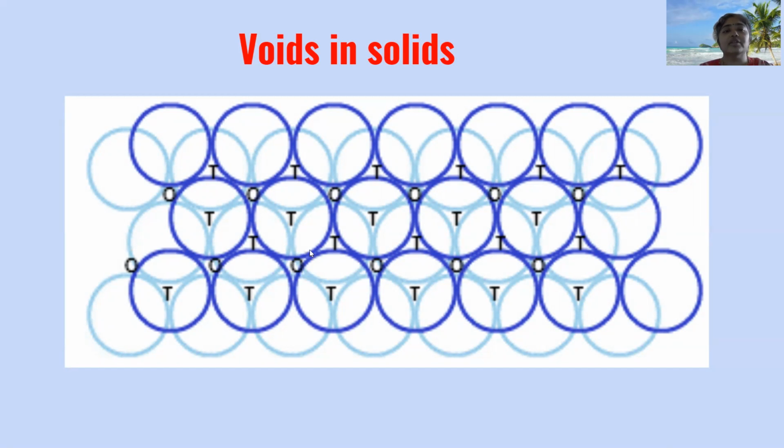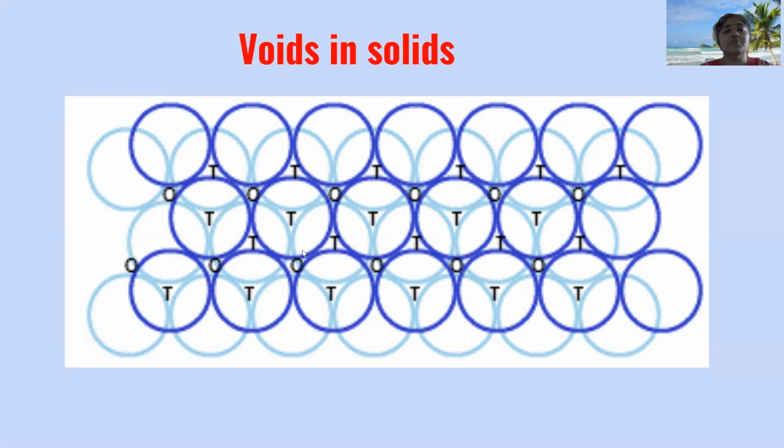Now, if these two layers are placed one on top of the other, you can see that it gives rise to empty spaces between the particles. These empty spaces are of two types, which are denoted here by O and T. O represents the octahedral voids and T stands for the tetrahedral voids. Now what do you mean by octahedral and tetrahedral voids?